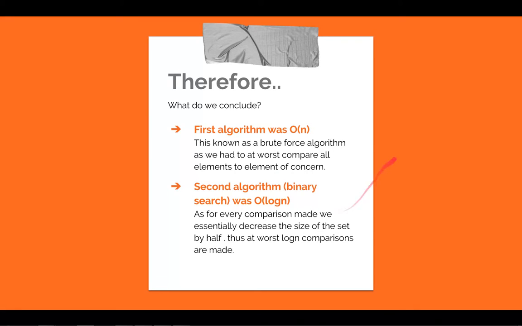So, the first algorithm was O of n. The way we had it implemented is typically known as a brute force algorithm. We had to compare, at worst, everything to the element of concern, which just isn't good for a big data set. The second algorithm, binary search, was O of log n, because with every comparison we made, we essentially decreased the size of the set by half. Thus, at worst, log n comparisons are made. If you don't fully understand what's happening here, just go back to the previous example and have a look over it. It's pretty simple.